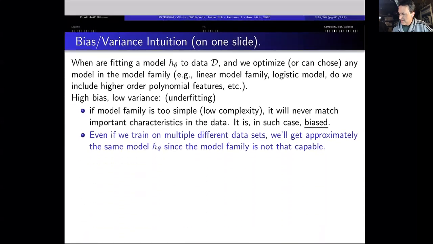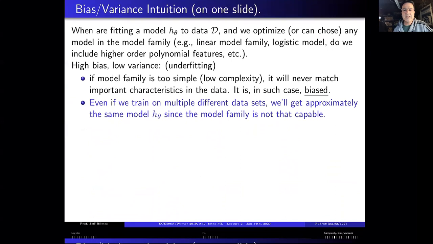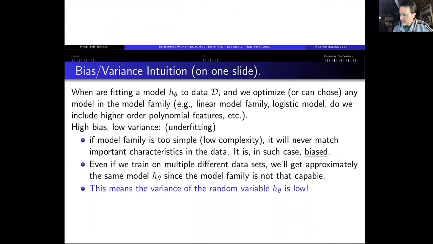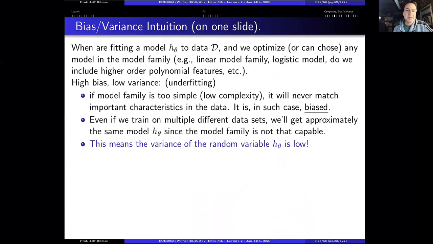But at the same time, if we train on multiple different data sets, since the model is so incapable, you're kind of going to get the same thing. You're going to get the same model over and over again for different data sets. All of them are going to be wrong, but they're all going to be wrong in the same way. And if they're all wrong in the same way, that means that they're not going to differ very much from each other, which means that if you compute their variance, how much they vary from each other, it's going to be small. And so therefore it's going to have low variance. So this corresponds to underfitting.